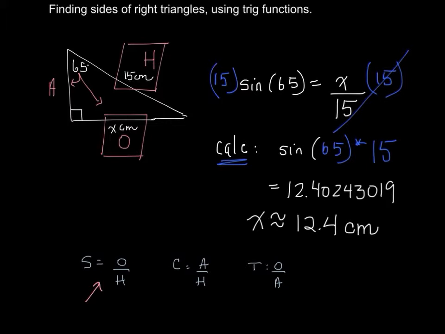But before I do, let me just go back and point one thing out. Our variable was here in the numerator, right? So all we had to do was multiply 15 times sine 65 to solve for x. Notice where the variable ends up in the next problem.